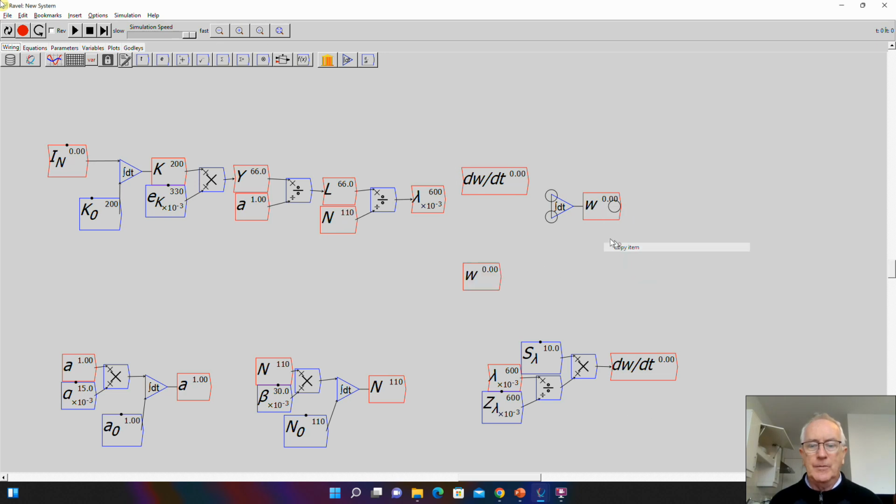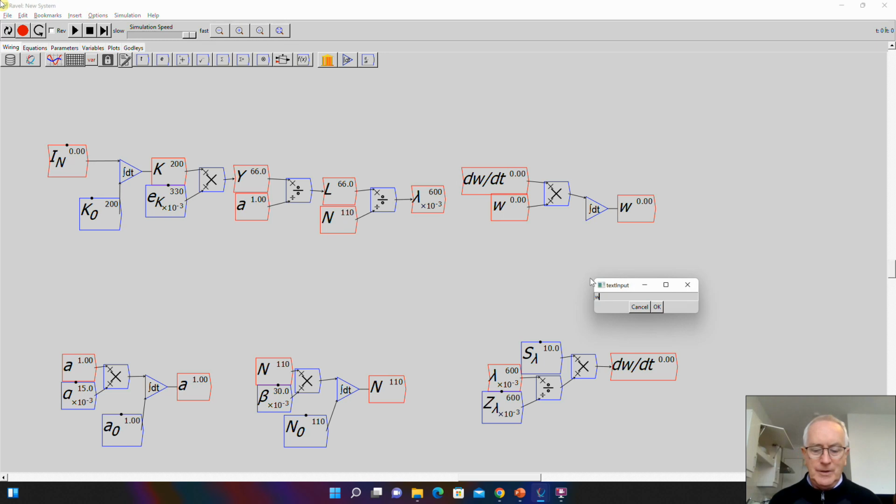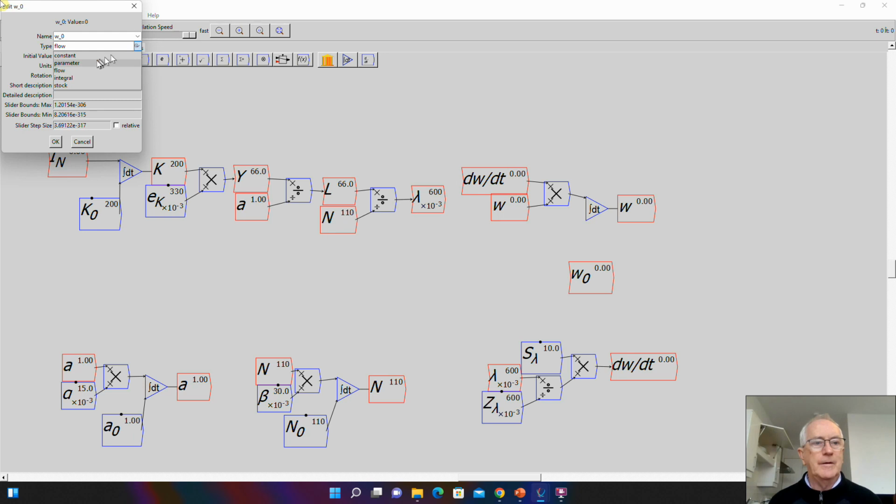copy of W. So those two multiplied together and integrated are equal to the current wage, and we need W0, and I set that at 0.7. So now I need a W0. Again, that's square cursor effect. W underscore 0, parameter, 0.7 for initial value.